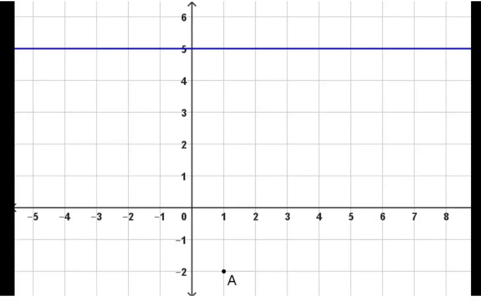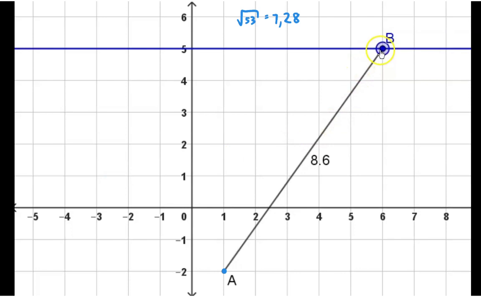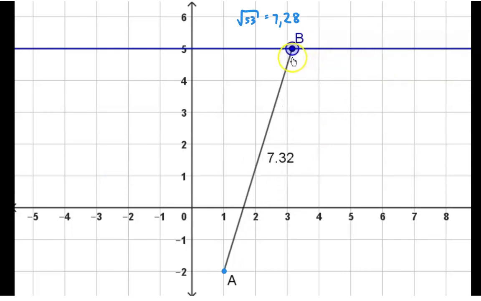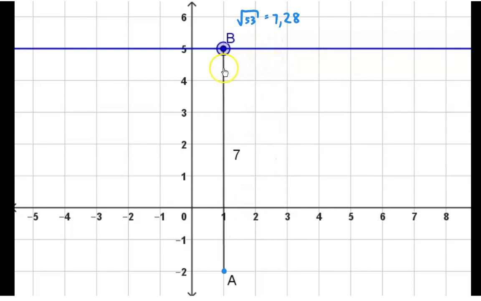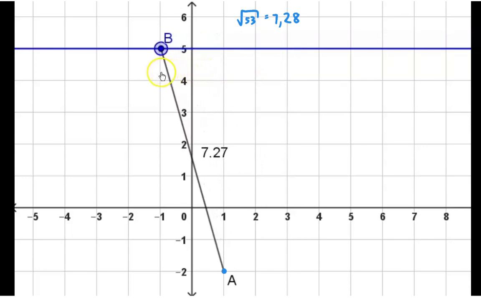So we know that point A is the coordinate (1; -2), but for B, all we know is that the y value is 5, so it lies somewhere on the line y is equal to 5. We were also given that the distance between the 2 points is the square root of 53, which is 7,28. So now we can move the point until we find this specific value, and here it is at 3. If we keep moving it, we'll get to the shortest distance between the two, and then the distance will increase again, giving us another option for 7,28.